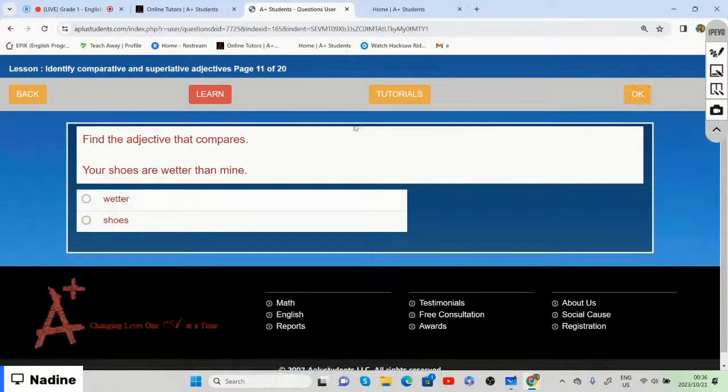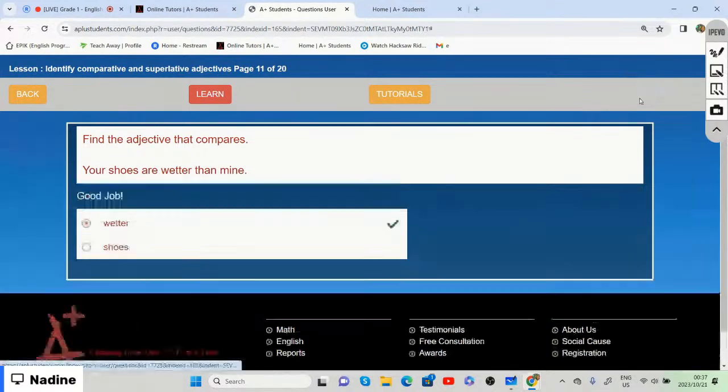So we can say your shoes are wetter than mine. So it's wet but wetter, and that is a comparative adjective. So wetter is our adjective that compares.